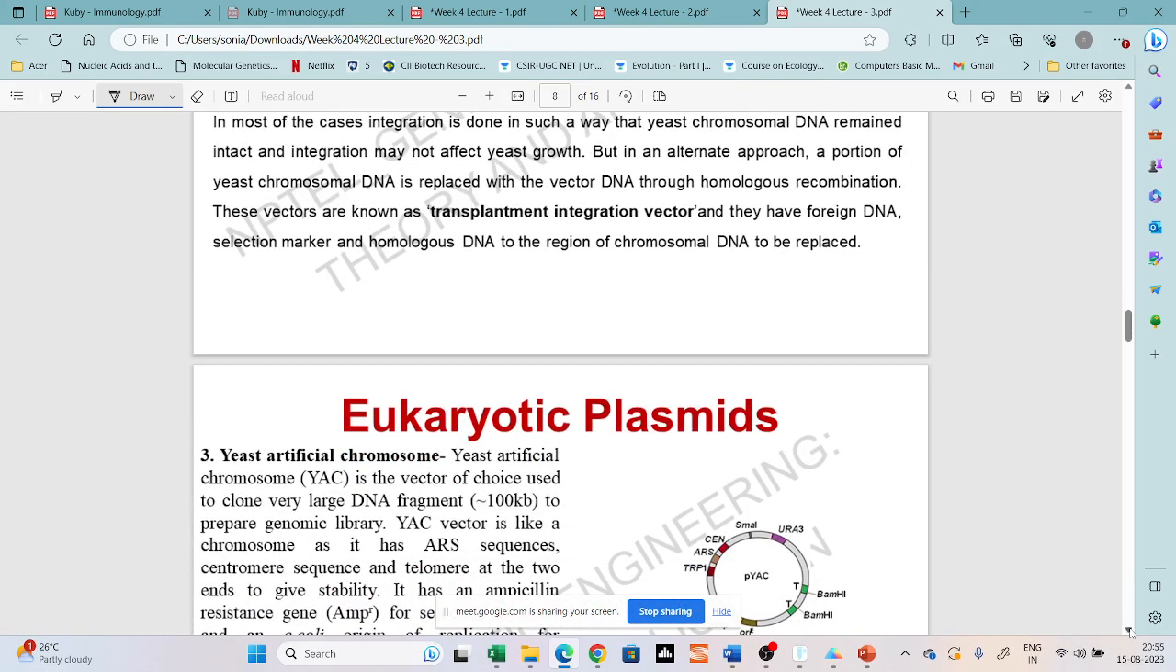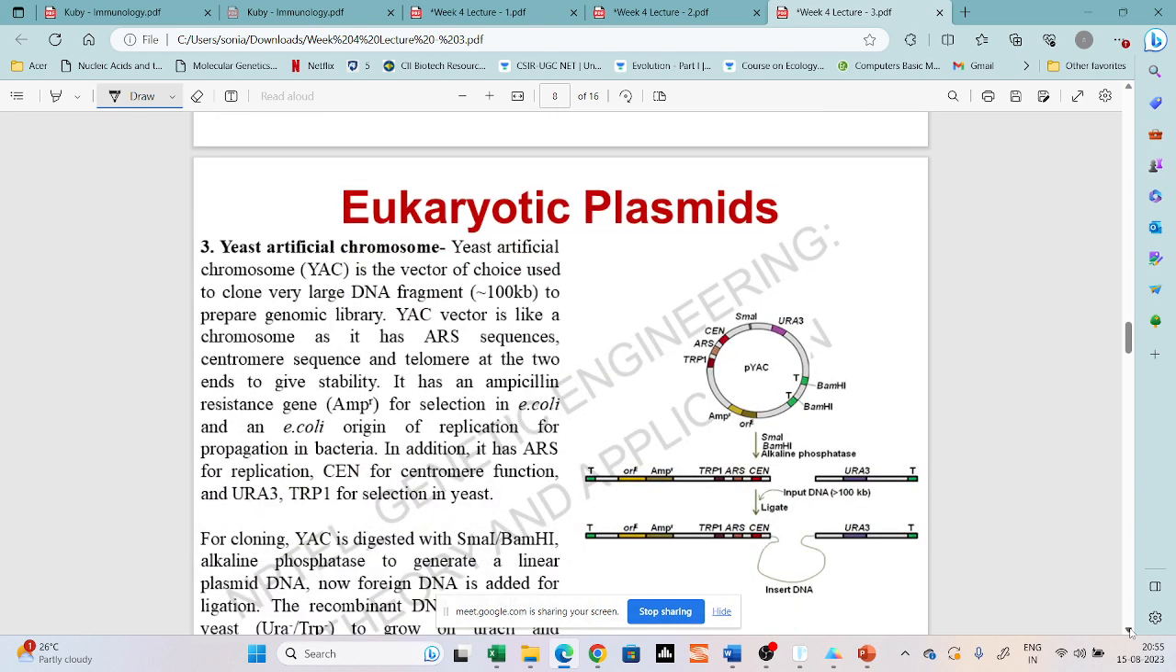Then we have the yeast artificial chromosome. Apart from the tryptophan and uracil biosynthetic markers, what is a very unique feature of the yeast artificial chromosome? Why is it so useful? Because it can clone very large DNA fragments of approximately 100 kb. So 100 kb DNA fragments can be cloned in the yeast artificial chromosome.